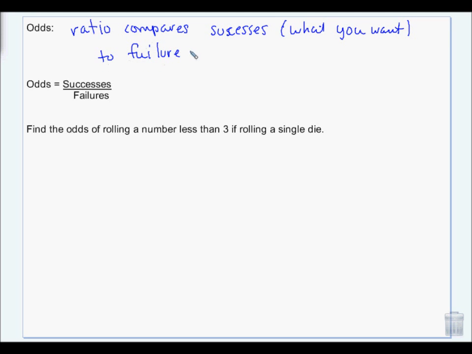Now, probability compares successes to every possible outcome. Odds is successes to failures. So when you add the top and the bottom up, when you add the successes and the failures, you get the total possible outcomes, right? So let's say we have dice, right? 6 possible outcomes.